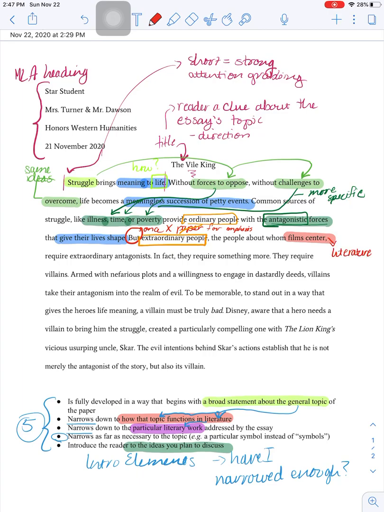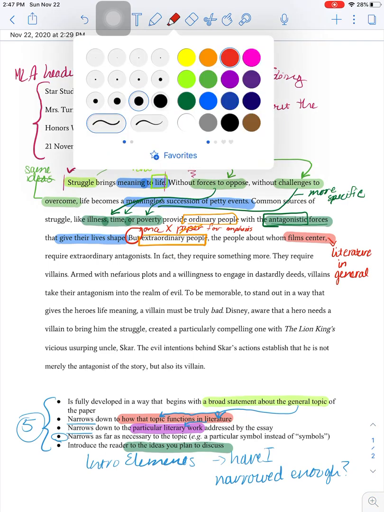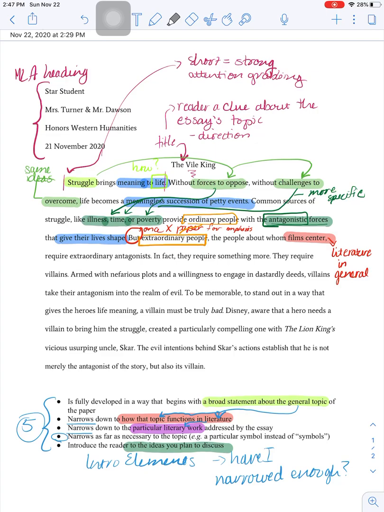And I know that to get more specific, somewhere in my introduction paragraph, I'm going to need to have the title of this specific work. But again, this sentence is doing more than just narrowing. It is also continuing to develop the idea. So now instead of antagonistic forces, I'm going even darker. I'm going extraordinary antagonists. I ran out of green, so I went to gray.